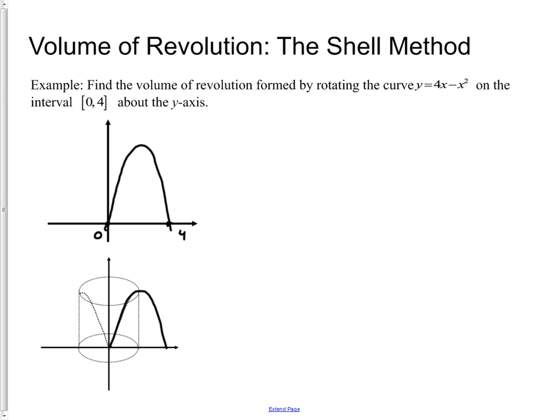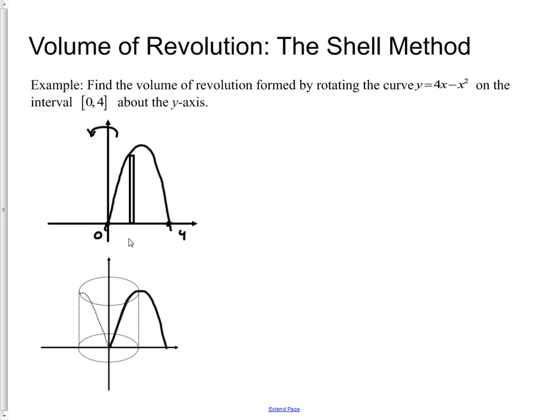Let's see about forming a shell. How would we do that? Well, what we're going to do is consider a shell formed with a dx strip and rotate it about the y-axis right here. What could we say about it? Well, we see that shell right here. If it's rotated about the y-axis, we're going to get this volume in each case.